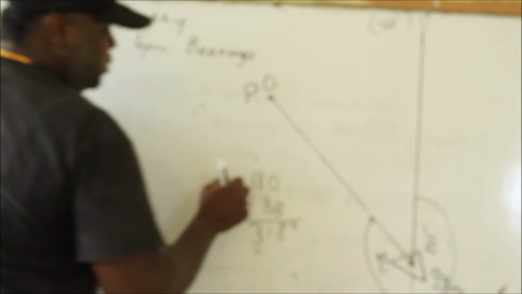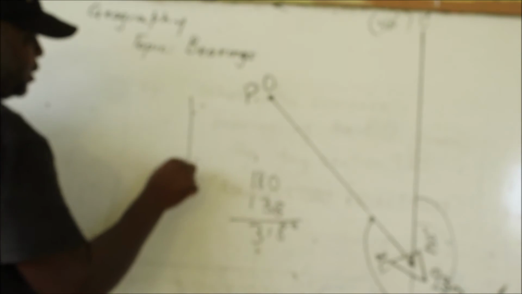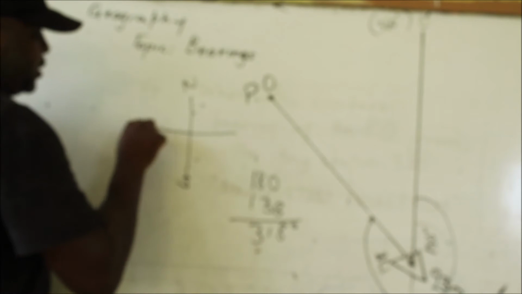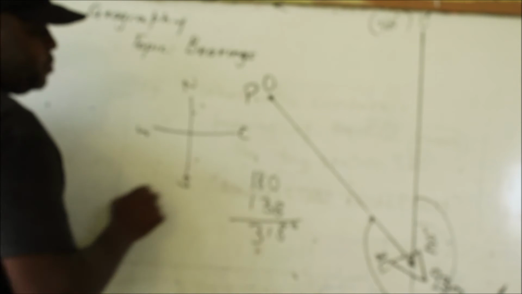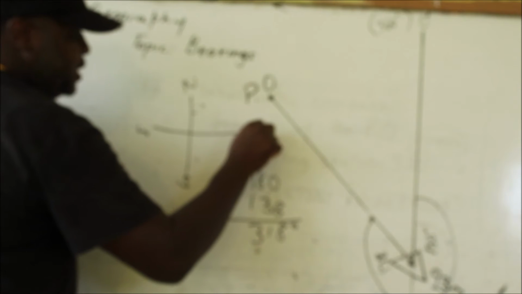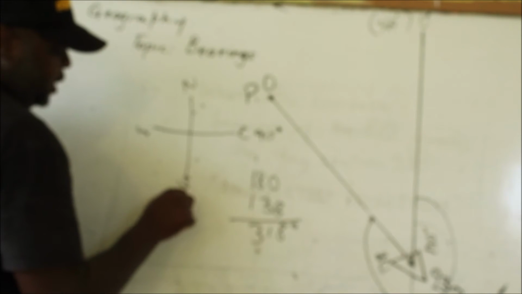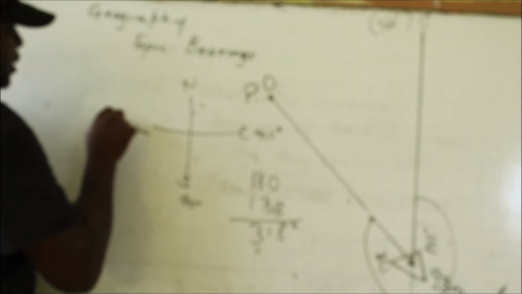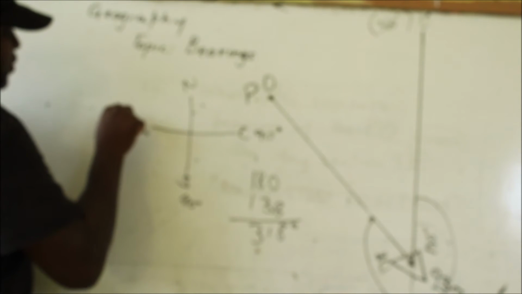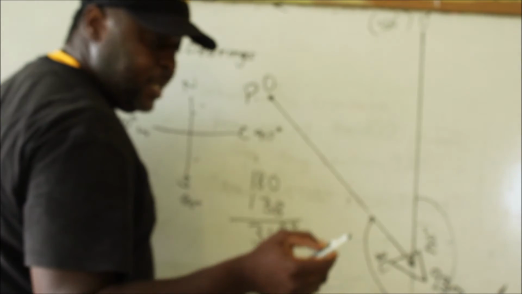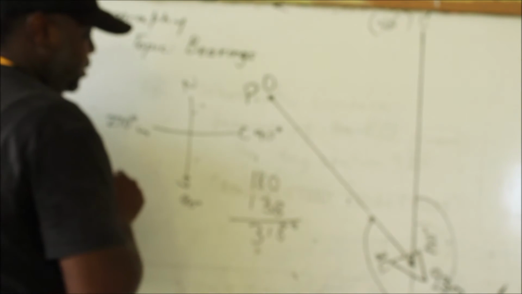We already know that you have north, south, west, east. The bearing of east is 90 degrees. The bearing of south is 180 degrees. The bearing of west is 270 degrees. And of course, the bearing of north is 360 or 0 degrees.